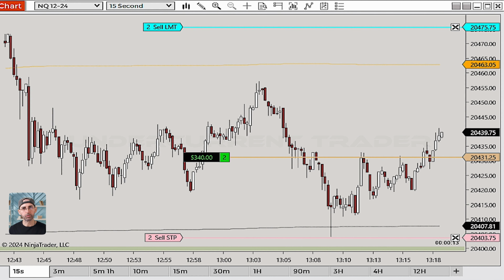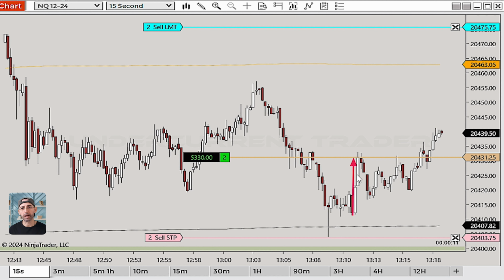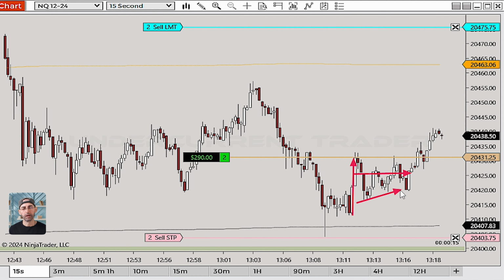Now check out how strong and impulsive this bounce is. At the same time, as the market moves briefly sideways here, printing a series of higher lows, it sets up a break of structure at the 431 level.